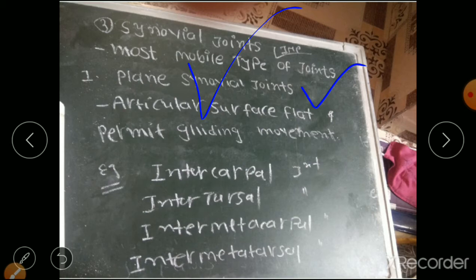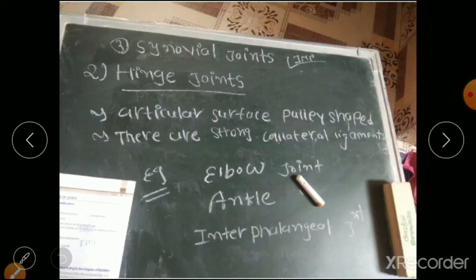First is the subclassification. So first is plain synovial joints. The articular surface is flat and permits gliding movements. They allow gliding movements, and the articulating surface between the joint is flat. That's why it is known as plain synovial joints. Examples are intercarpal joints, that is between the carpals, intertarsal joints, that is in the leg, between two tarsals the joint is present, known as intertarsal joints. Then intermetacarpal, between the metacarpals of the hand, and intermetatarsal joint. So these are the examples of plain synovial joints.